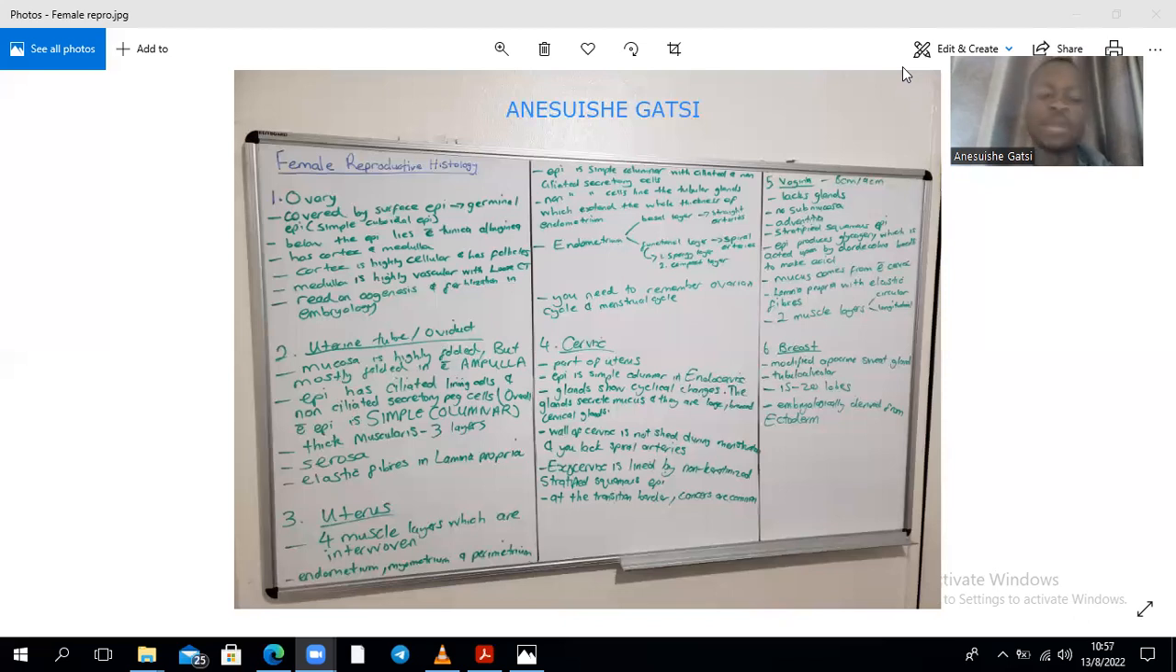If you look at the external, that's of course going to be the labia, the majors and the minors. Then you look at the clitoris. Then you look at the mons pubis, as well as the opening of the vagina.